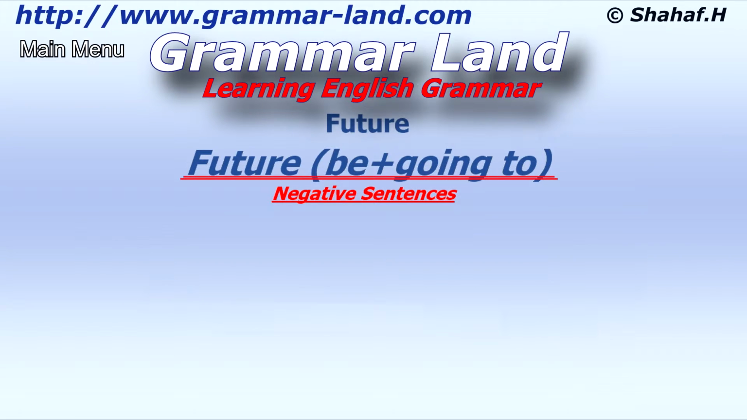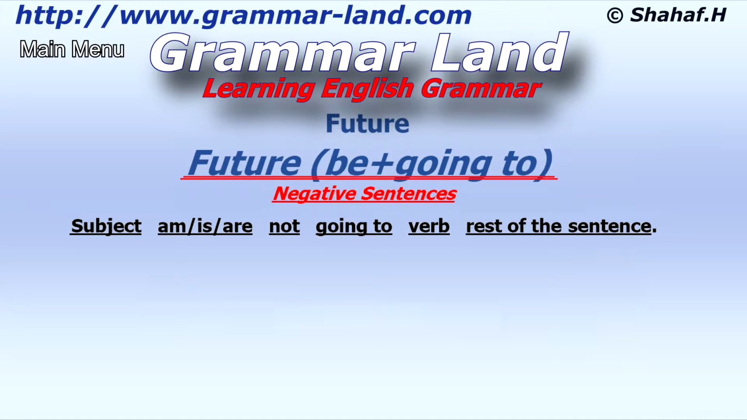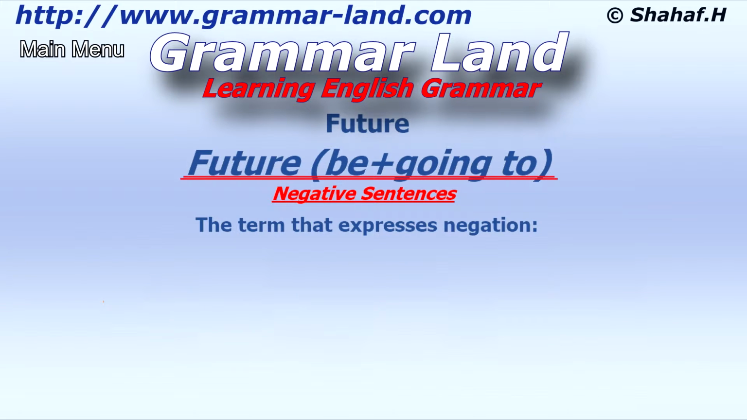Negative sentences. The sentence starts with the subject, followed by am, is, or are, depending on the subject. Then, not going to, a verb in its basic form, and the rest of the sentence. The term that expresses negation is, not going to.